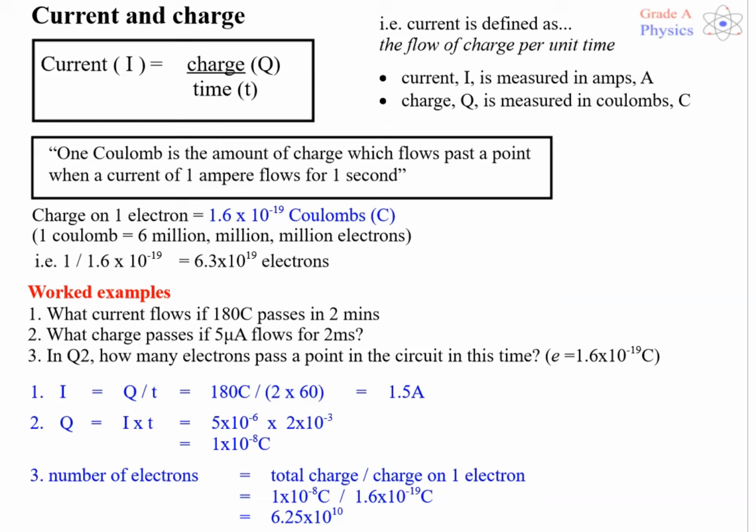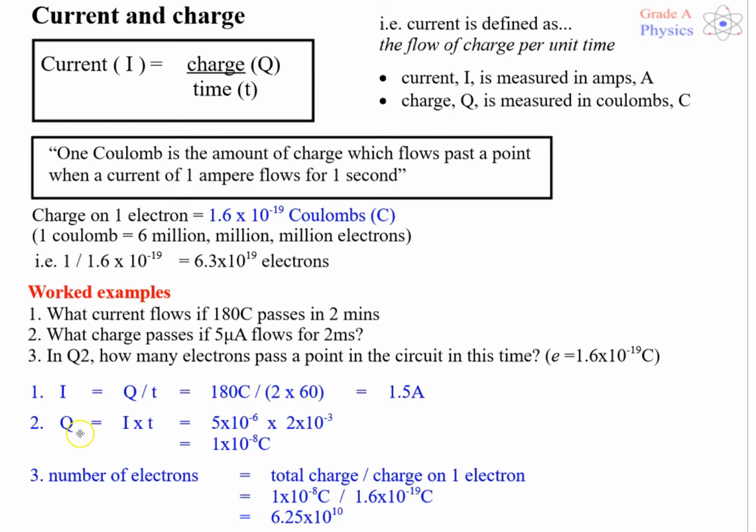And all we need to do here is simply divide Q by T. So 180 divided by 2 times 60. Always check the units. So minutes multiplied by 60 gives us seconds. And we'd find that the current is 1.5 amps. So I is equal to 1.5 A.